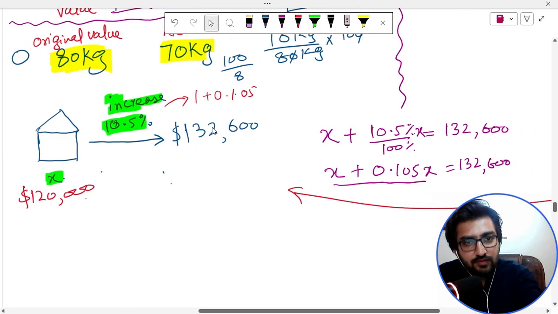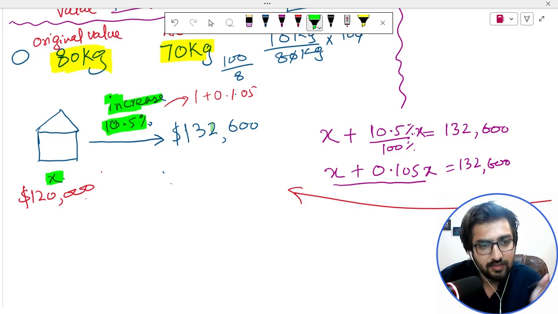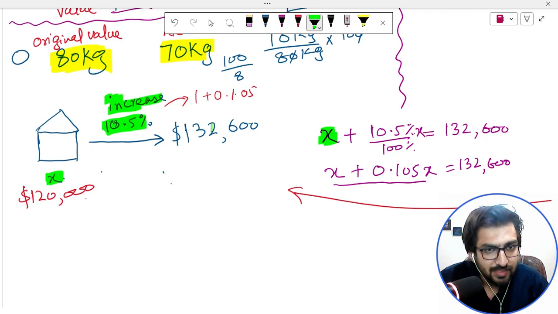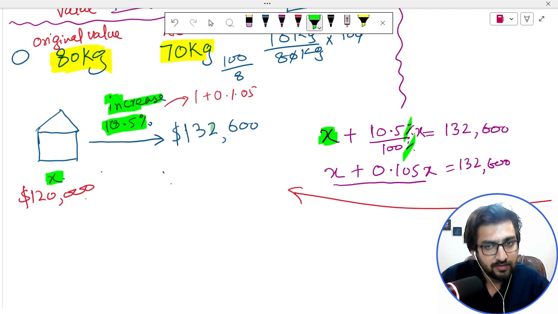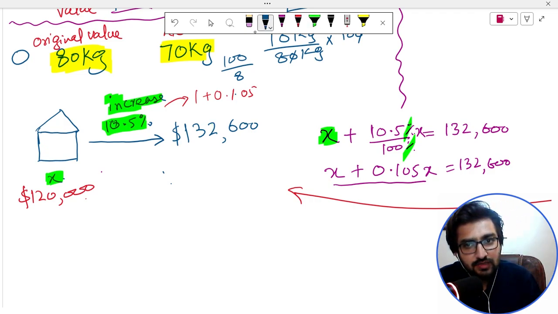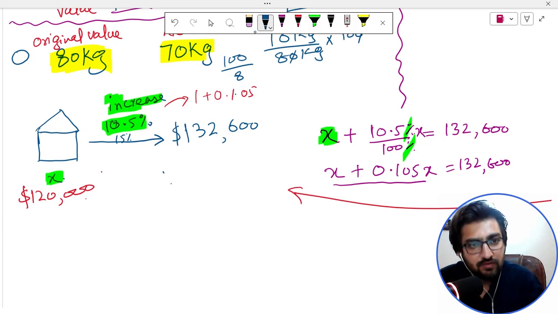So find that price. The method is, you will write down that X. You can call that A, you can call that B, it does not matter. You can call the original price as A, but I have written X. X plus 10.5, the percentage, divided by 100. Always we divide, so percent and percent will cancel out. So 10.5 divided by 100. If this is 15%, then 15 divided by 100 always. If that is 20%, 20 divided by 100. 25% increase, 25 divided by 100.